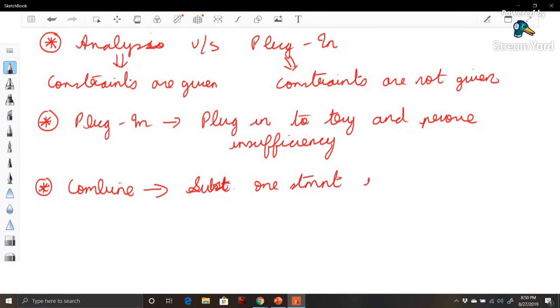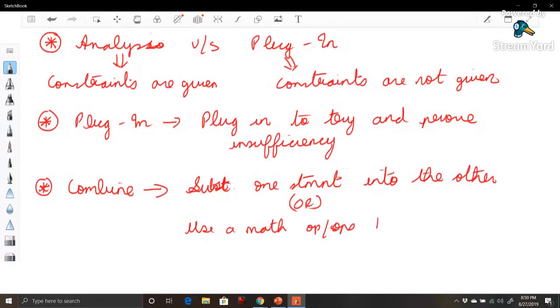And finally, when you combine statements, always try to substitute one statement into the other, or use a mathematical operation or a combination of mathematical operations between the two statements which lead to answering the question. That is key. Your end goal should always be to answer the question. Make sense? So I'm putting in three very, very important ground rules on data sufficiency, and we'll look at different examples building on this. Okay with this, guys?